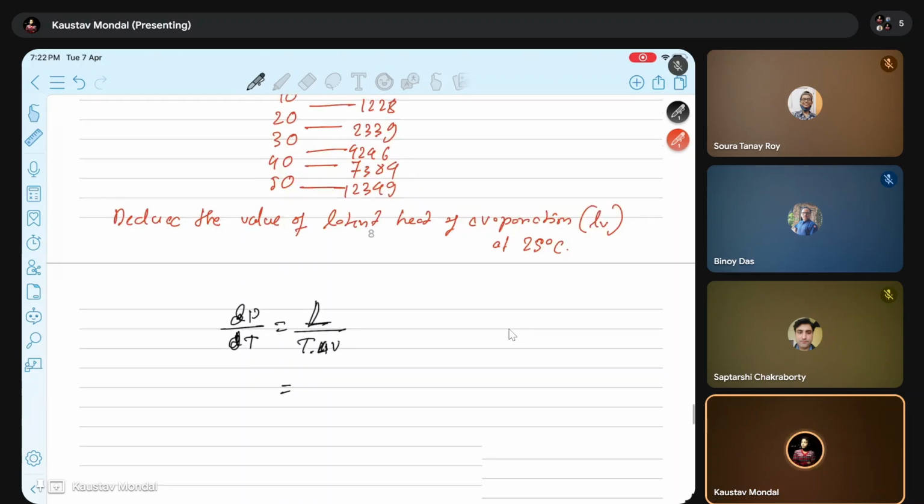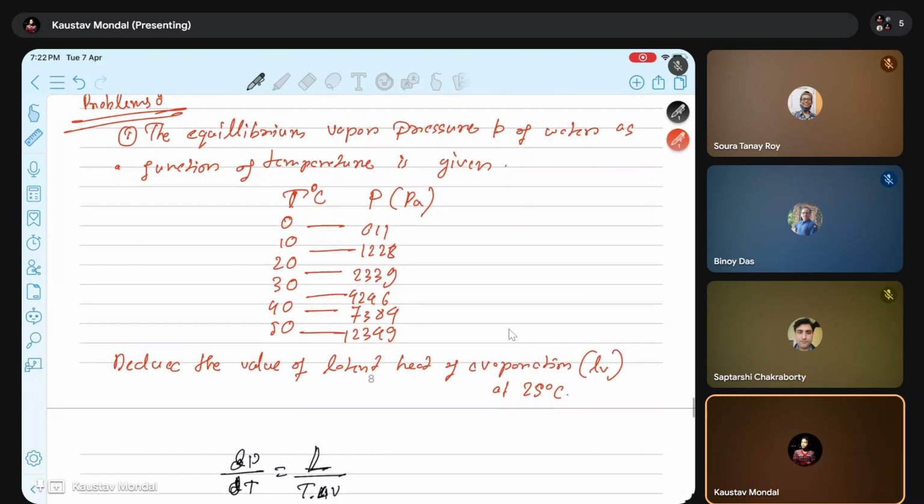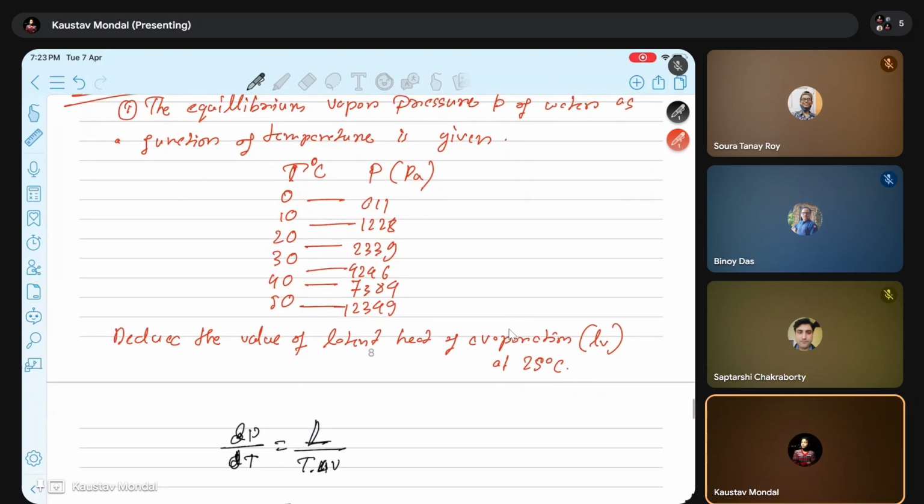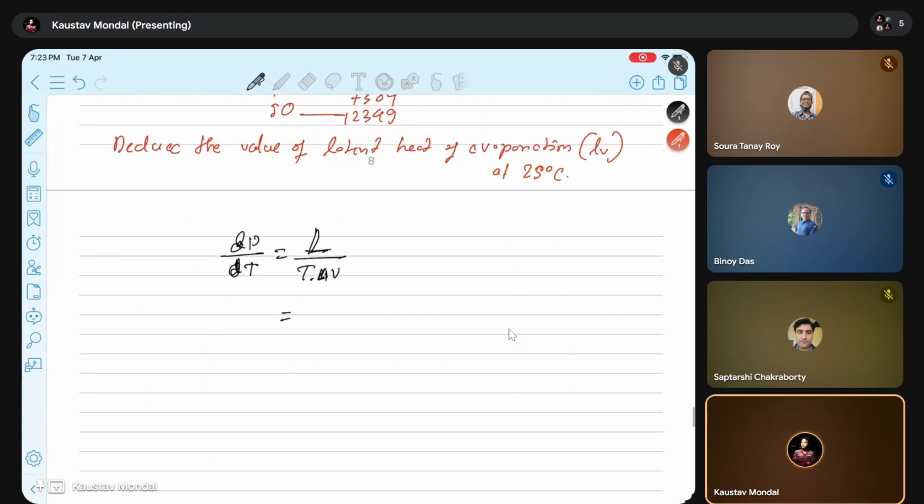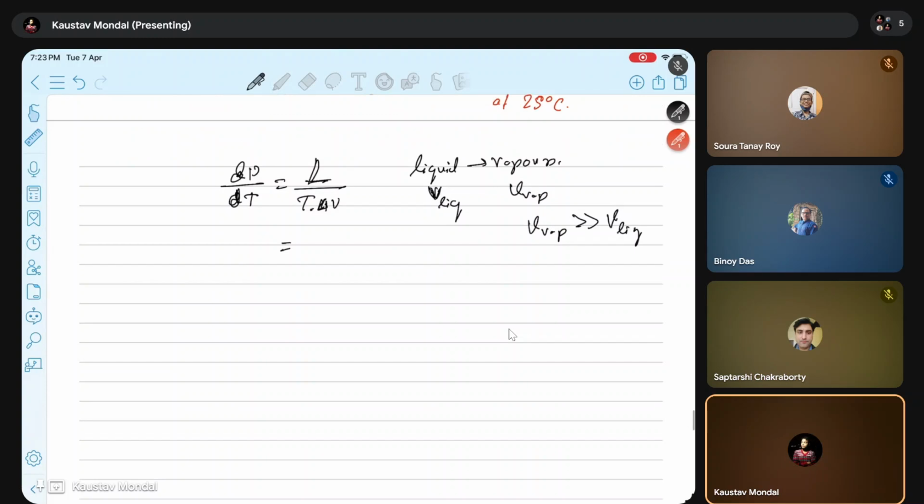It is basically the heat of evaporation, so it goes from liquid to vapor, right? We know V vapor and V liquid are the specific volumes. The specific volume for vapor is much higher than for liquid. So delta V is approximately V vapor, and L would be T into V vapor, right?